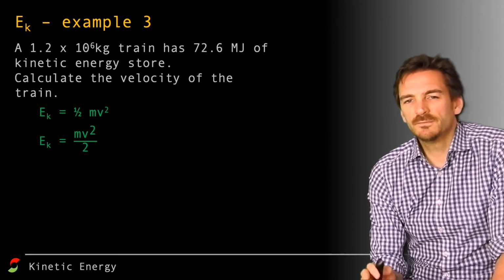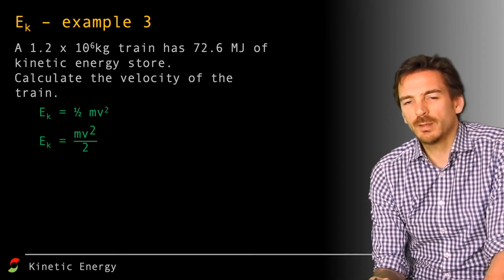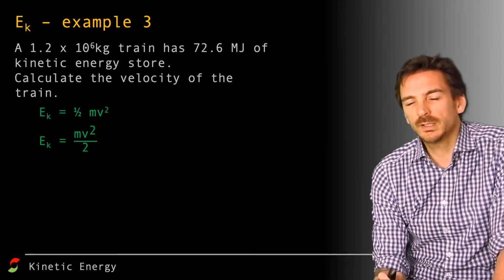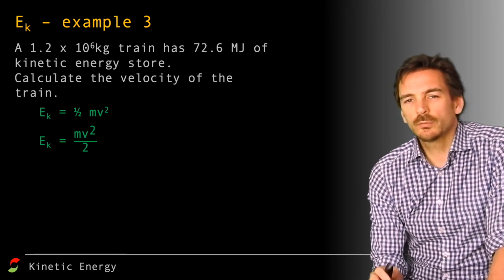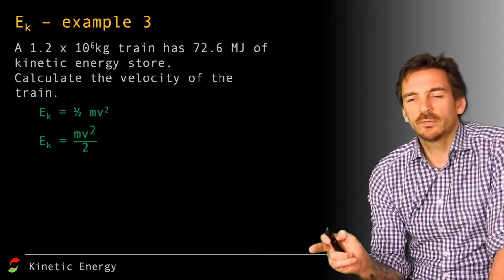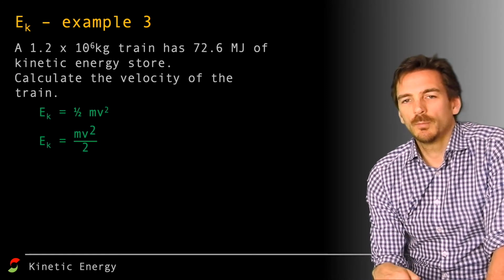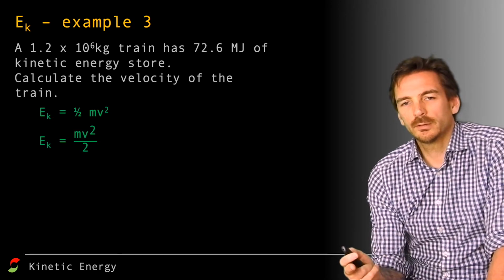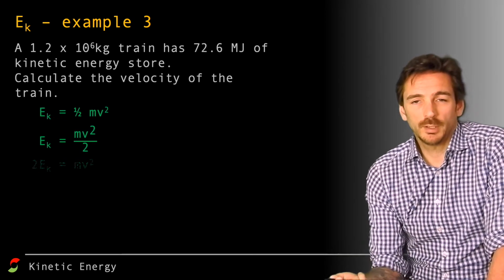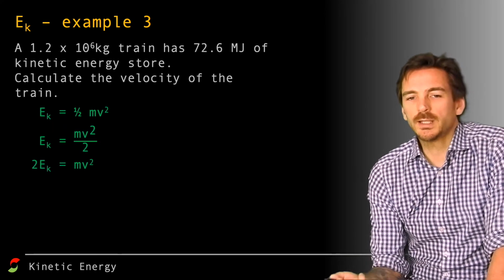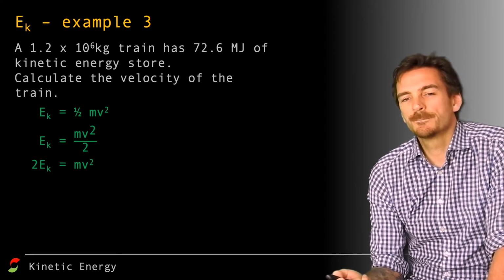Now I'm trying to get v on its own, so I'm going to show you step by step what to do. So that 2 is being divided at the moment. And what I'm going to do is bring it across to the other side of the equals sign. And as it's being divided at the moment, when it goes across to the other side, it becomes a multiplying number. So we get 2Ek equals mv squared.